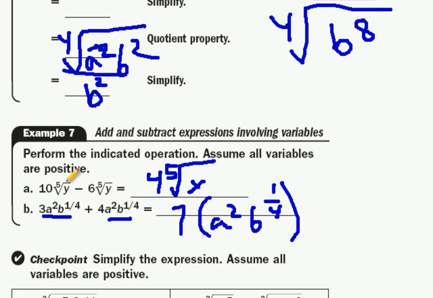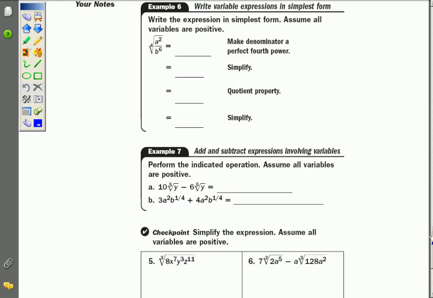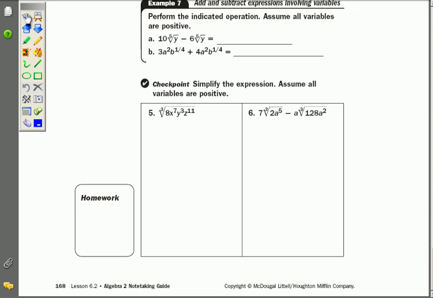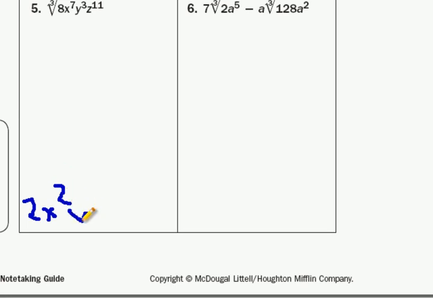All right. You guys are going to do this checkpoint at home, though, and hopefully you come up with 2x squared y z to the 3rd and an xz squared left over inside of the cube root.